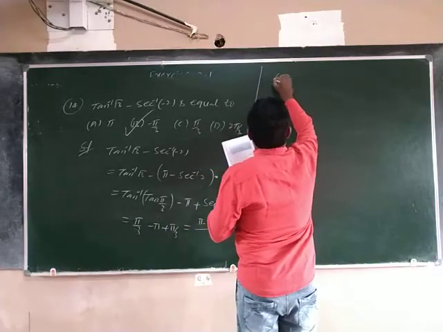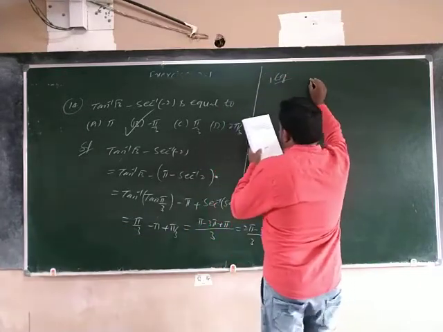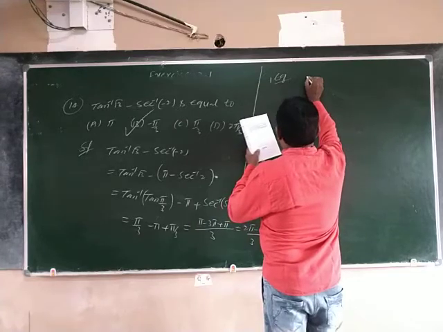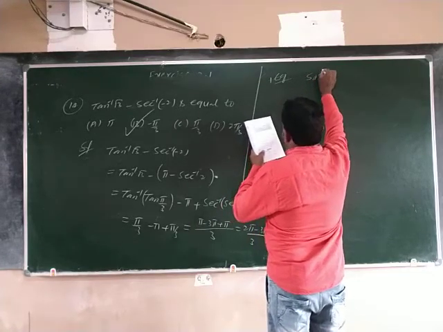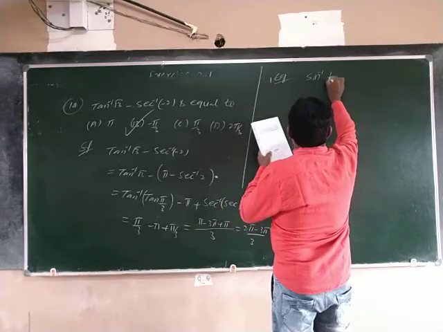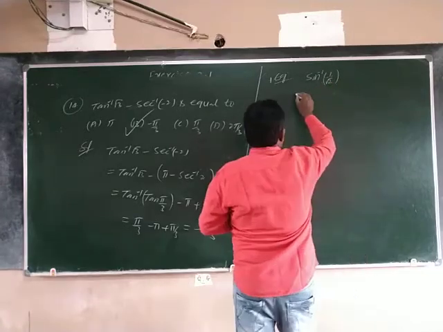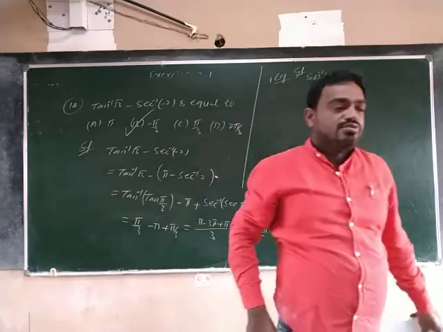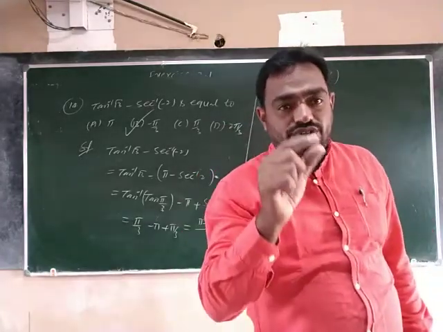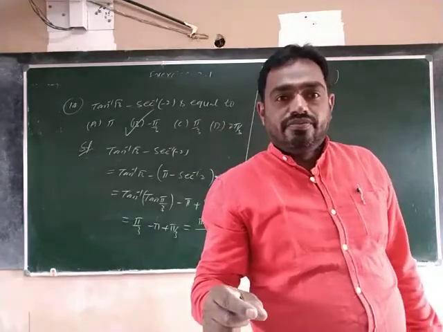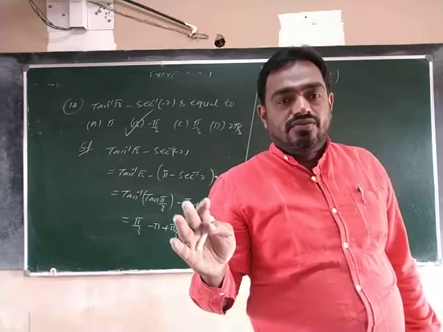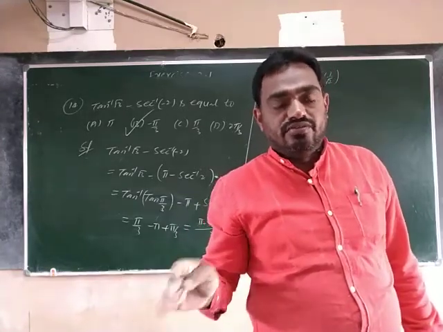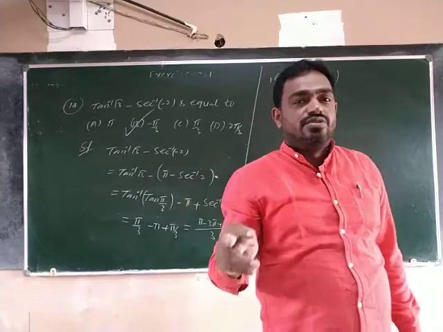Example number 1. First example: find the principal value of sin inverse of 1 by root 2. Now you see the solution. While solving the questions, first you write the question, then the answer. In the exercise, find the principal value of the following. For example, the first one, sin inverse of 1 by root 2 is there.